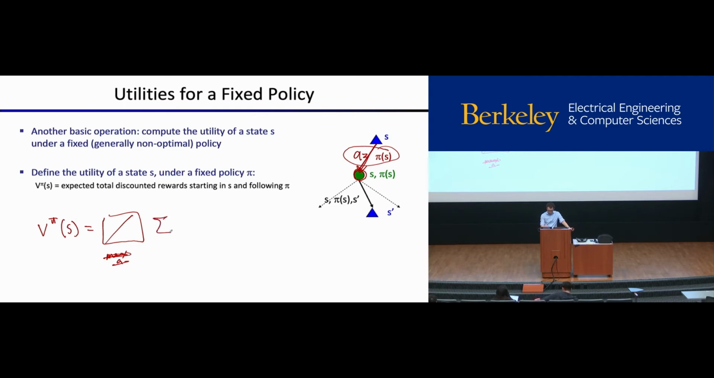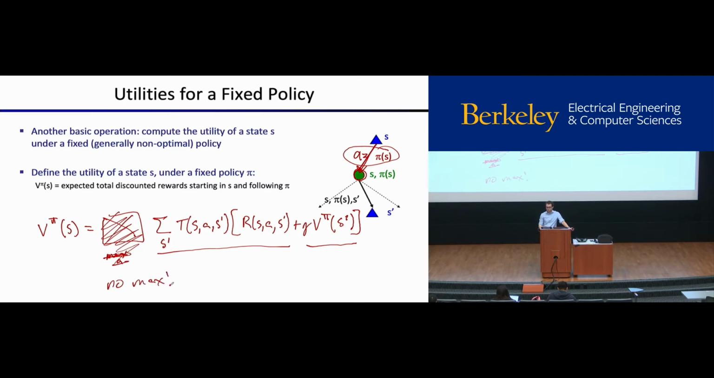So we can just start with the sum over all the s primes. We take our transition function from before. We multiply that by the reward for this particular transition. We add gamma times the value under the policy of the next state. So this is saying, first I compute the value of the first transition, then I compute the value of staying under this policy. And notice that there's nothing out here. There is no max action. No max. So that's the difference. If we want to evaluate a policy, we just take the policy action, and then we don't do this maximizing step.